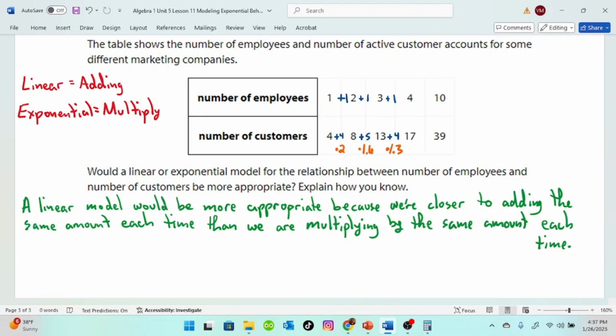So be sure to understand that the difference between a linear equation and an exponential equation is that a linear equation is adding the same amount each time, whereas an exponential equation is multiplying by the same amount each time. Before we finish this lesson, I want to go back and review the learning targets and make sure that you understand what you needed to for this lesson.